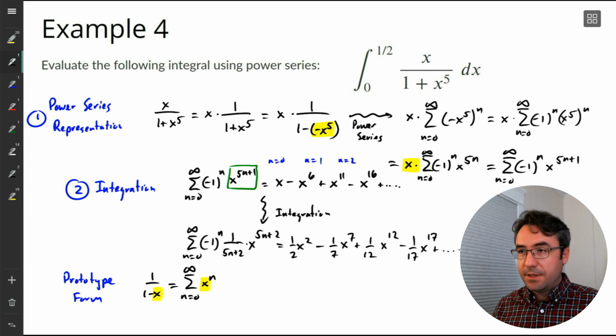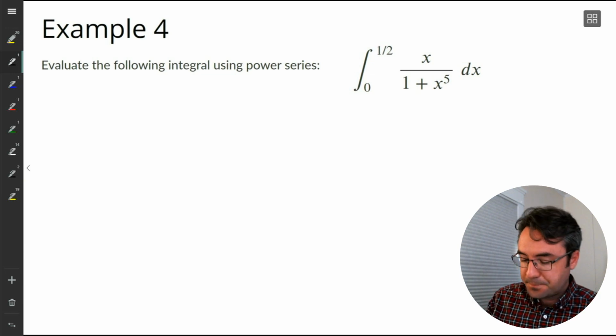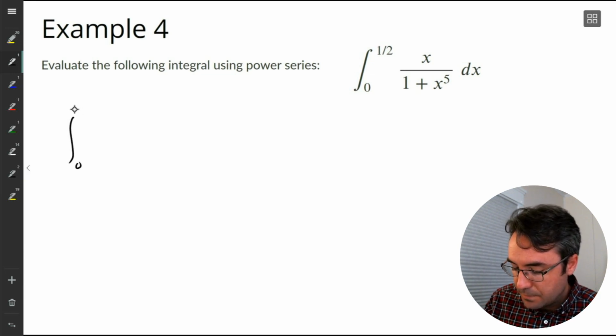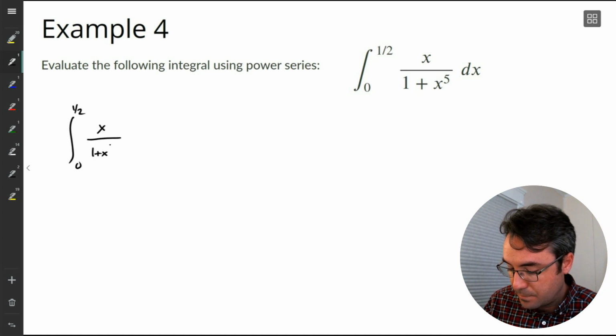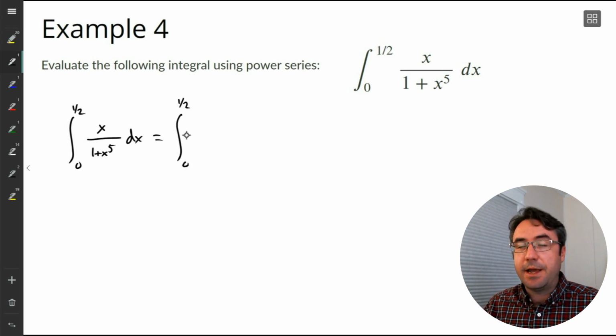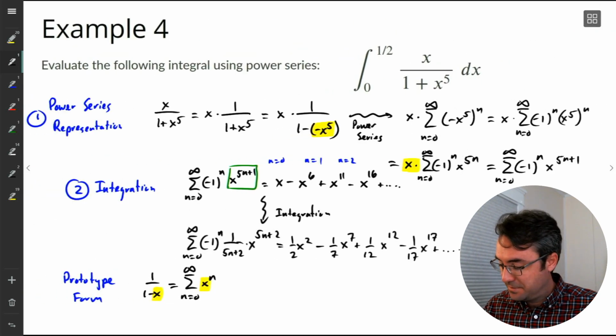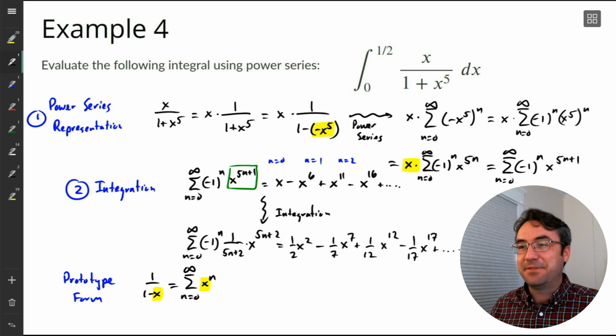All right, so let's put this all together. So this is equal to the integral from 0 to 1/2. Let's write in what our power series representation was for the function. And what was it? Negative 1 to the n. Here we go. x to the 5n plus 1.